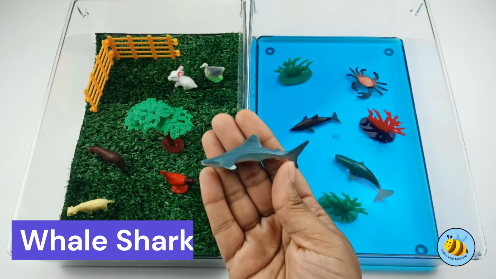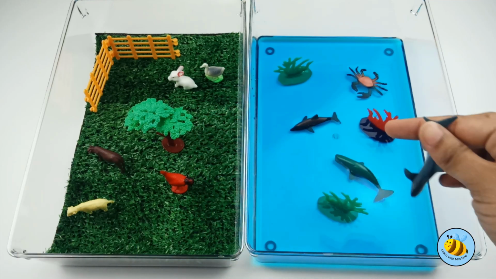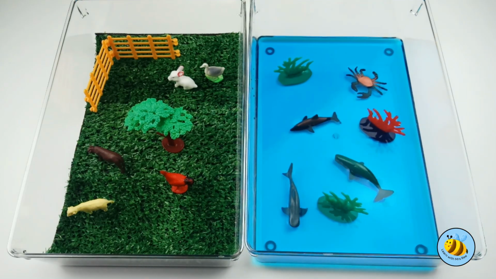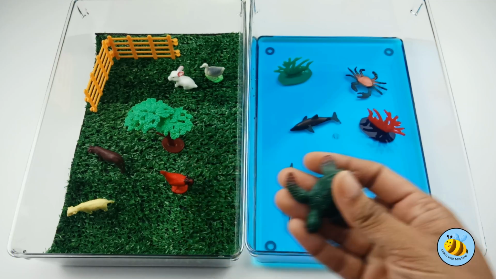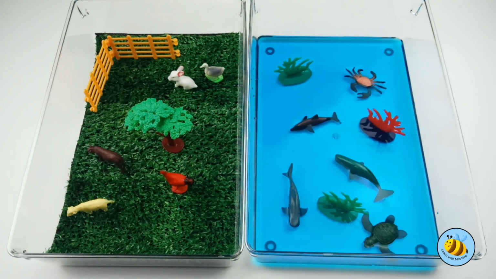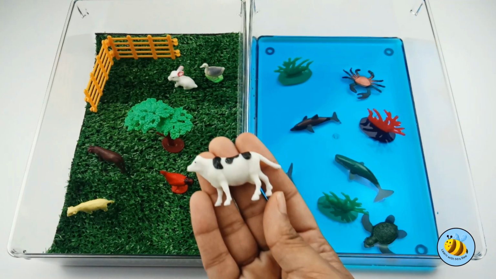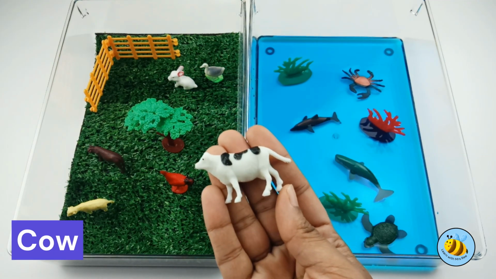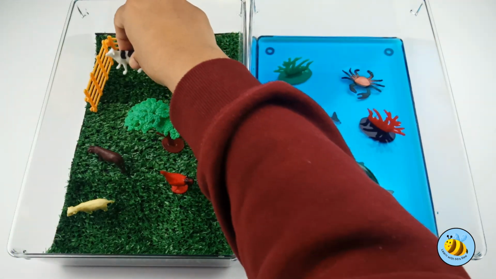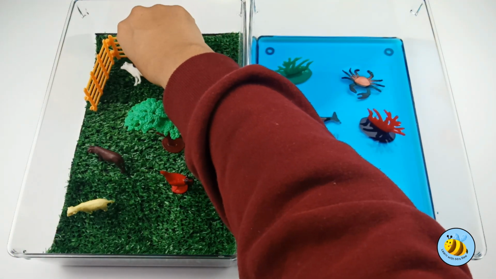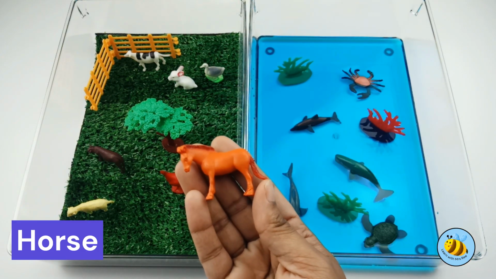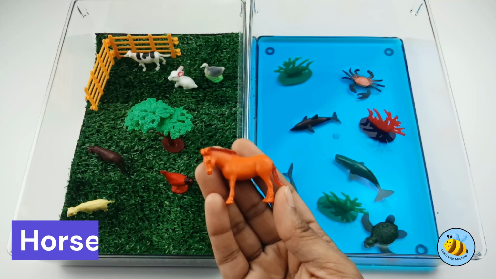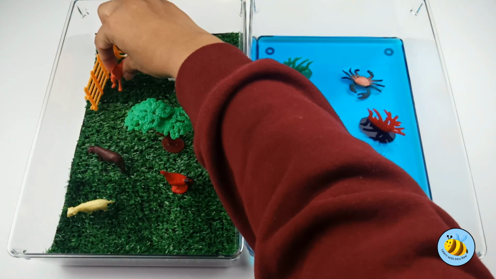This is a whale shark. A whale shark lives in the ocean. This is a turtle. A turtle lives in the ocean. This is a cow. A cow lives on land. This is a horse. That's right, it lives on land.